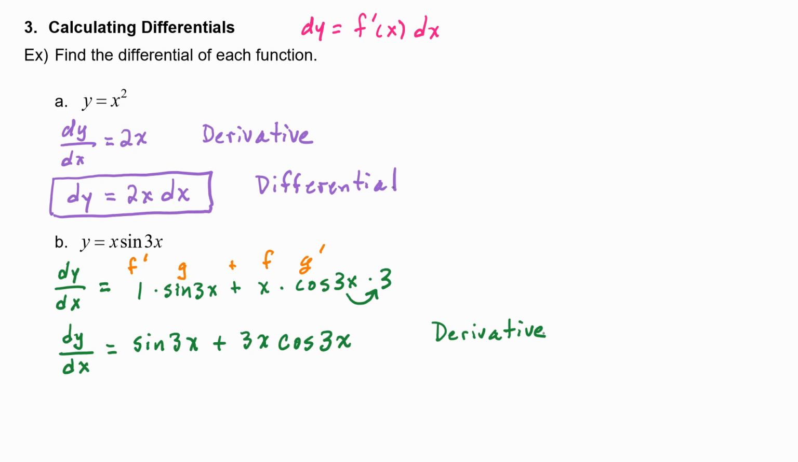To put it into differential form, just think of it as cross-multiplying up the dx, and we would have dy is equal to sine 3x plus 3x cosine 3x times dx, and this is the differential form.